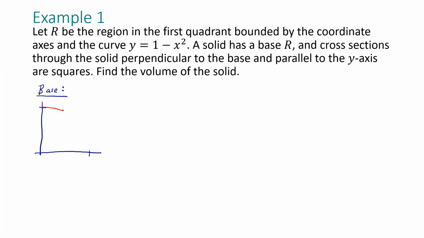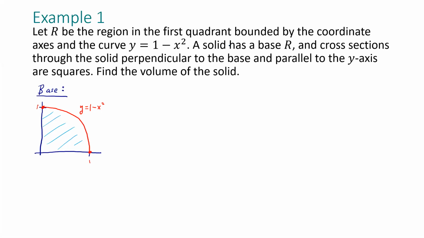I think it would look like this, right? It goes through these points here at (1, 0) and (0, 1). So it's like our upside down parabola. So again, this is like the footprint of our solid. So our solid is going to be built on top of this base.